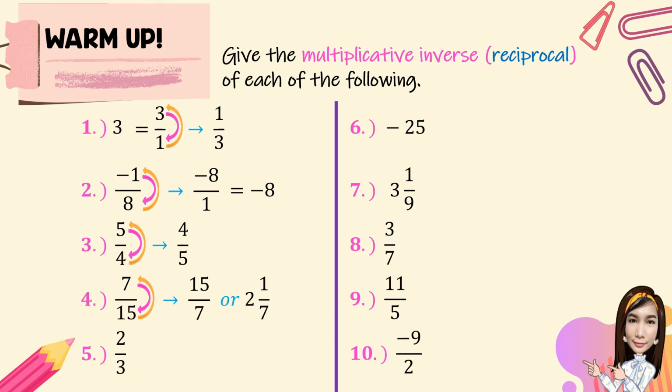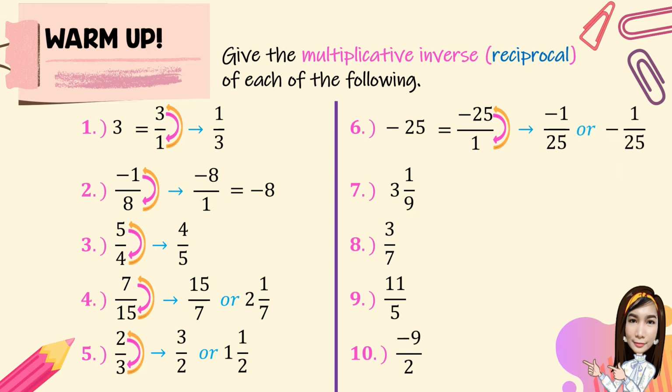For number 5, we have 2 over 3. Get the reciprocal, or the multiplicative inverse, which is 3 over 2. And that is again an improper fraction, so we need to change it into a mixed number. And the result is 1 and 1 over 2. For number 6, we have negative 25, which can be written as negative 25 over 1. So get the reciprocal, or the multiplicative inverse, which is negative 1 over 25. So take note, negative is not allowed on the denominator, so we can write it on the numerator or a line on the fraction bar.